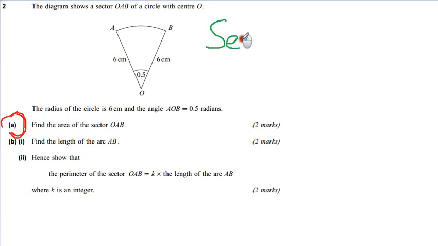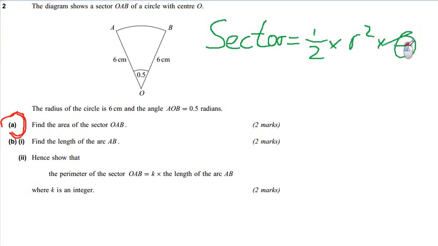So to find a sector, we need half times r squared, the radius squared, times theta. Half times r squared times theta. So in this case, what is our r? Our r is 6 there, and theta is 0.5 radians. So let's put that in.